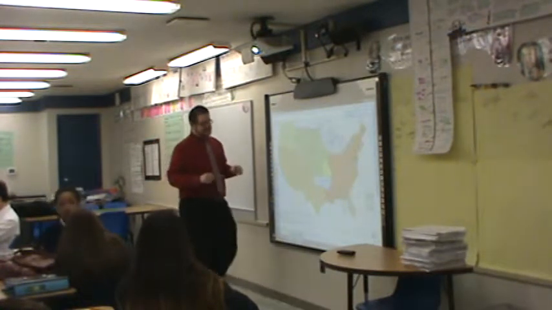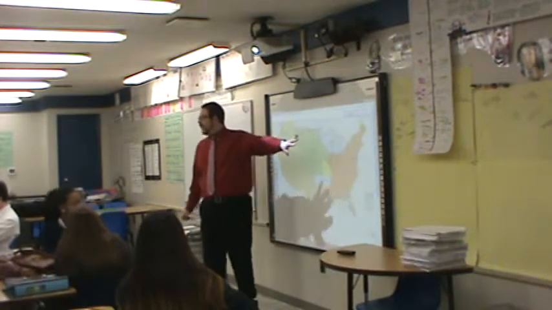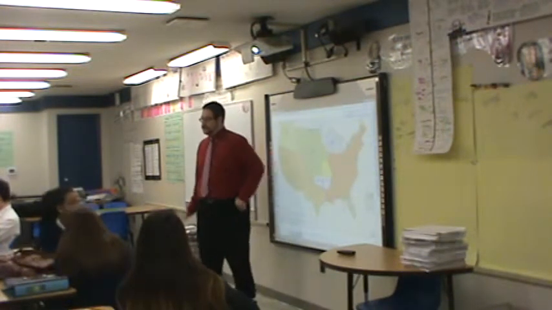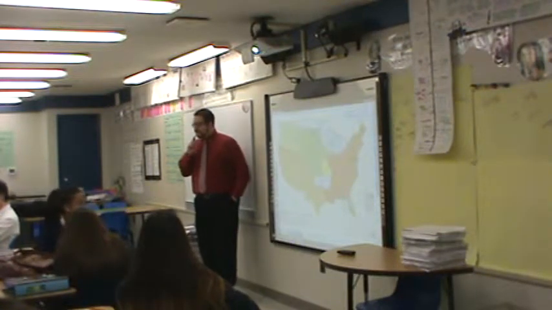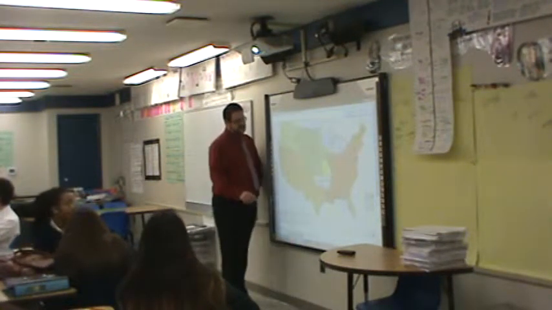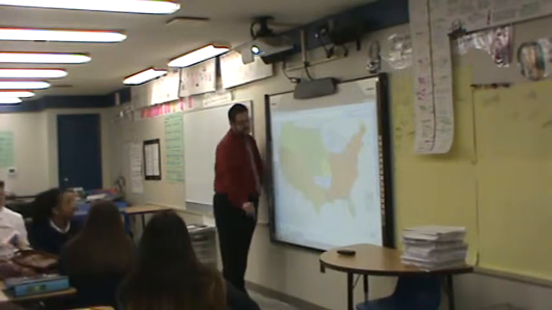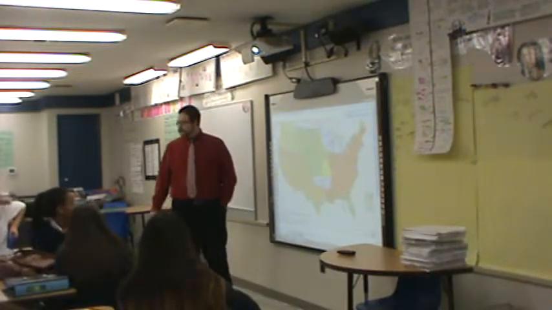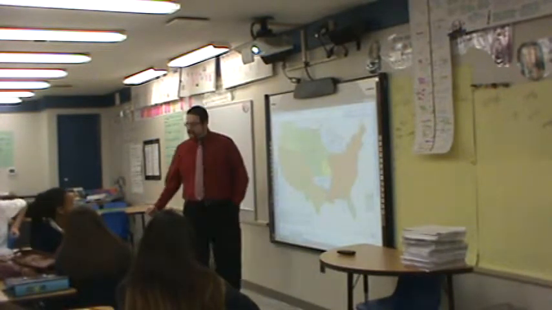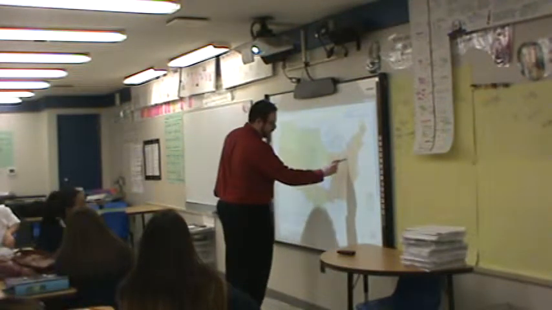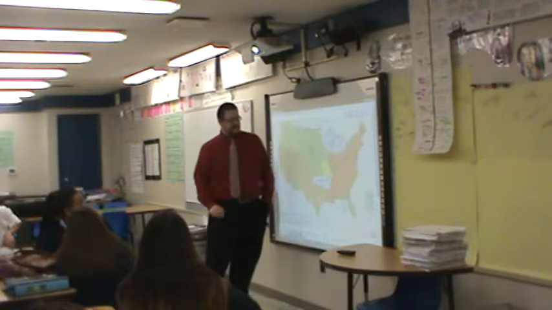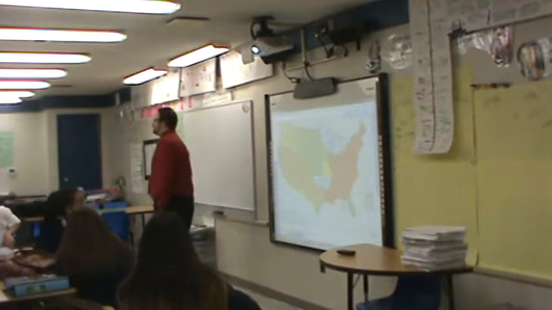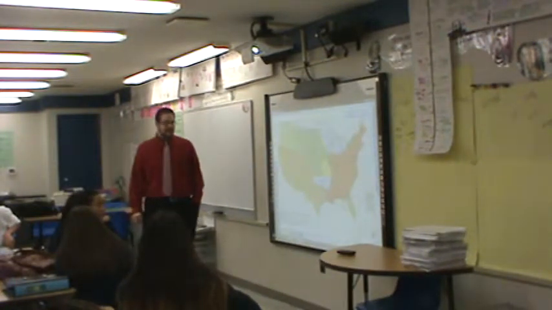What's the next dividing line after the Revolutionary War between North and South? Missouri River? Nope. I mean, Missouri River is here. Oh, no, Ohio. The Ohio River. There we go. If you remember, the Northwest Ordinance abolishes slavery forever above the Ohio River.